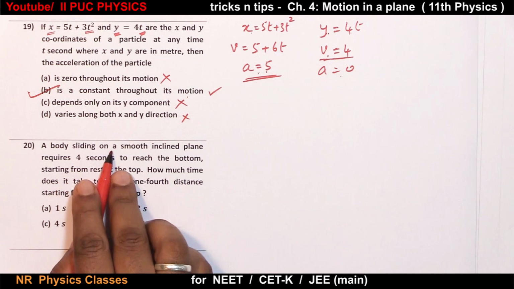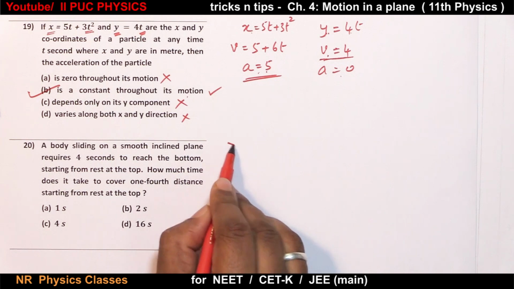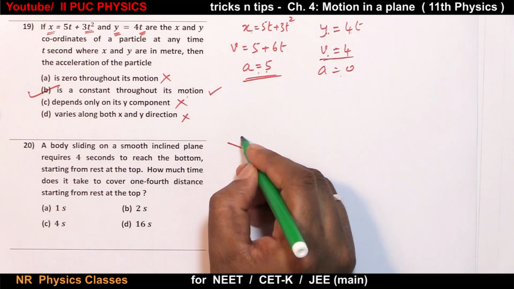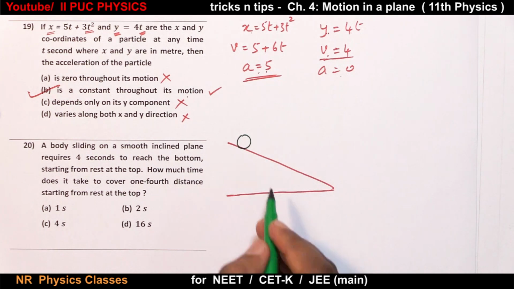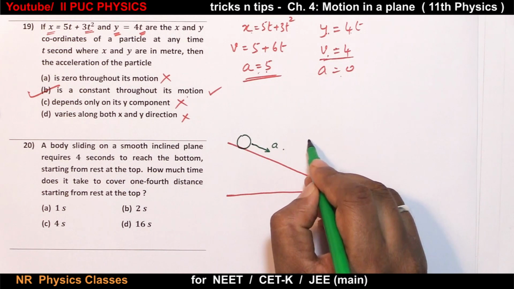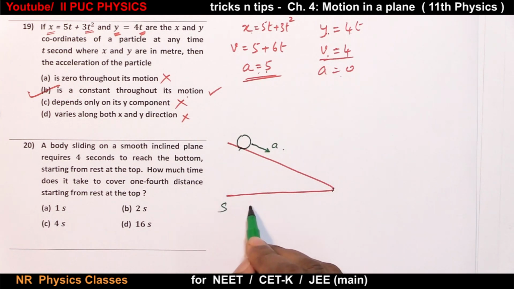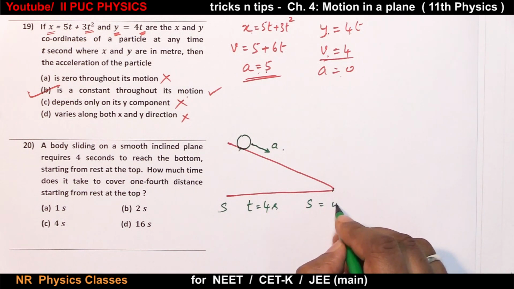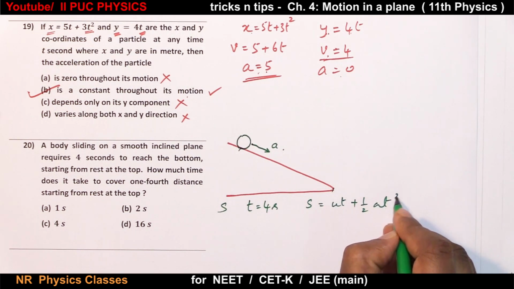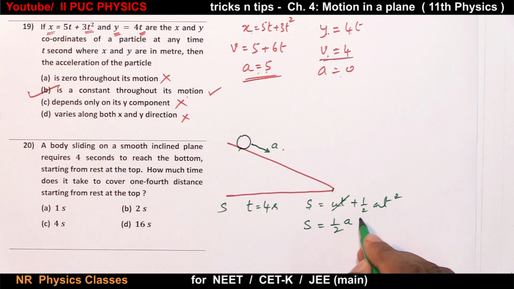A body sliding on a smooth inclined plane requires 4 seconds to reach the bottom. This is the inclined plane. A body is here. Downward acceleration is a. Time taken is 4 seconds to cover this displacement. s equals ut plus half at square. Initial velocity is 0, displacement is s, half, acceleration is a, t square is 4 square.